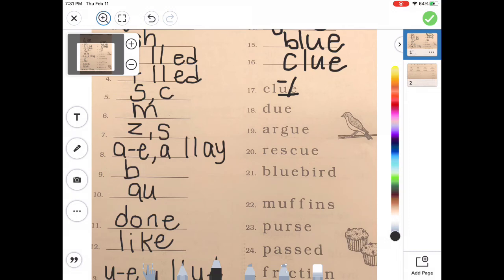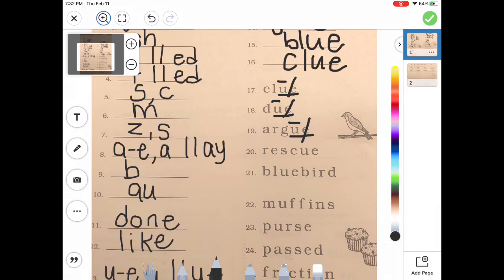How about the next one? Same thing. It's got U-E, digraph U-E. So underline it, long U, sneaky E. D-U, do. How about the next one? Same thing. Underline it. Long U, sneaky E. Argue. Argue. Very good. How about the next one?